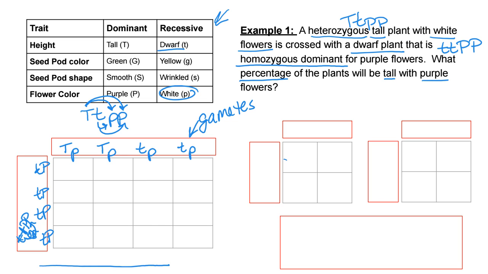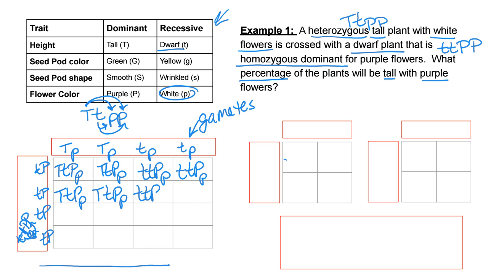Now I just combine these like I would in a monohybrid Punnett square. I'm going to combine the two T's and then the two P's, and so on, going through and combining all of these until I have completed all 16 squares.